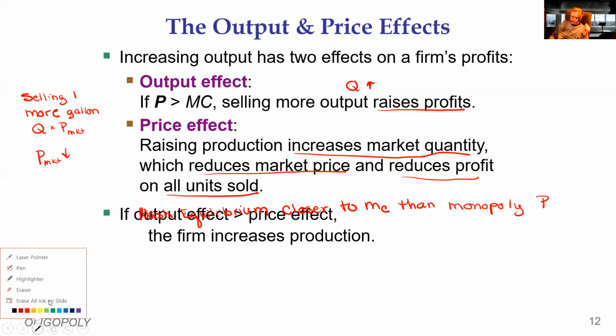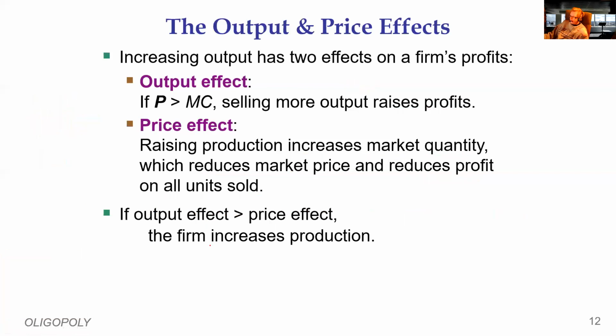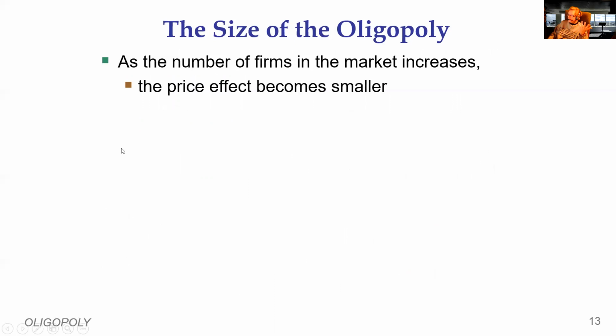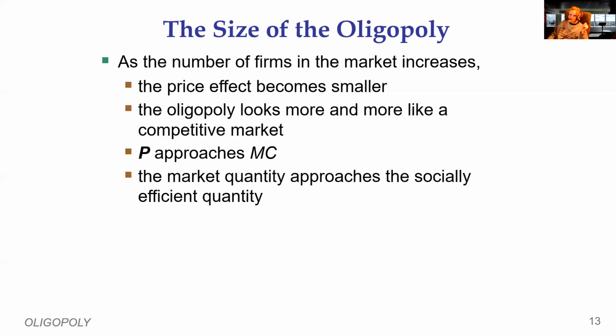Okay, so let me just erase that so you can see. If the output effect is greater than the price effect, the firm will increase production because they're making up for that, because they get that increase in the market price, like you saw in the previous example. But if the price effect is greater than the output effect, then because the quantity increased, the market price decreases. So it's like a little in the beginning, that would be our output effect. And then toward the end, when everyone's reneging on the agreement, we have a price effect. Okay, as the number of firms increases, again, the price effect is smaller, and it looks more like a perfectly competitive market. Price becomes closer to marginal cost, and we get closer to the quantity which is socially efficient, or quantity equilibrium.